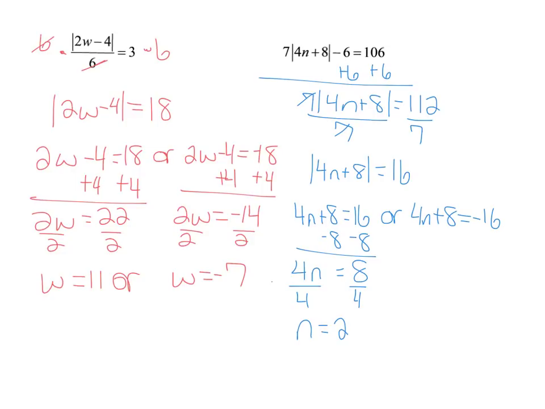Second one, 4n plus 8 equals negative 16. I'm going to subtract 8 from both sides. I get 4n equals negative, is that 24? I'm going to divide both sides by 4, and I get n equals negative 6. So for this problem, n can equal 2, or n can equal negative 6. Never forget, you can take these two solutions, you can plug them into the equation, and they should make the equation true.